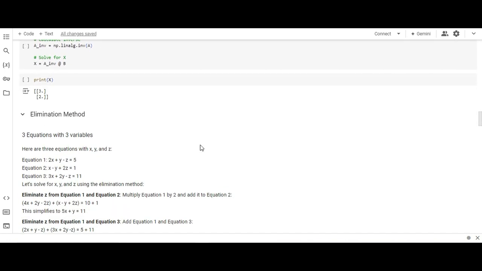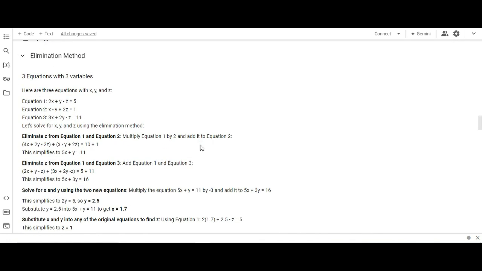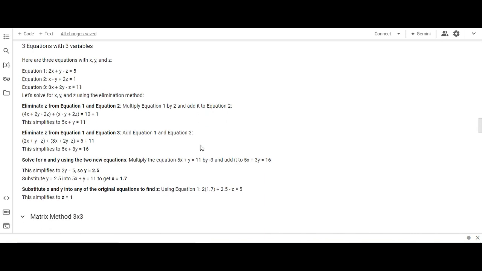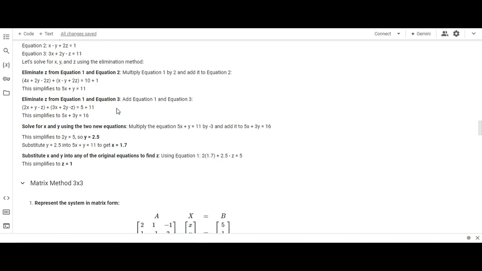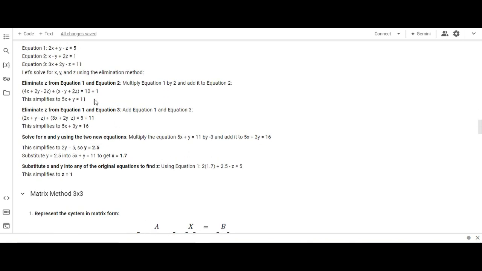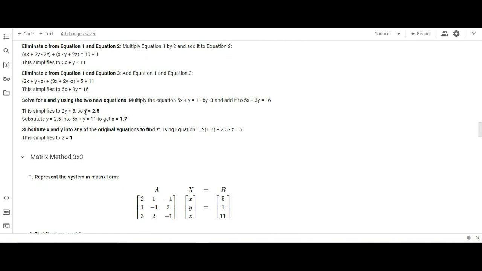But now we move forward with 3 equations and 3 variables. Let's say we have x, y, and z, equal to 5, 1, and 11 respectively. By using the elimination method, we eliminate z first. Now we are left with x and y, so we solve x and y. After that, we substitute it back into either one equation and we will get z. So at the end, y equal to 2.5, x equal to 1.7, z equal to 1.